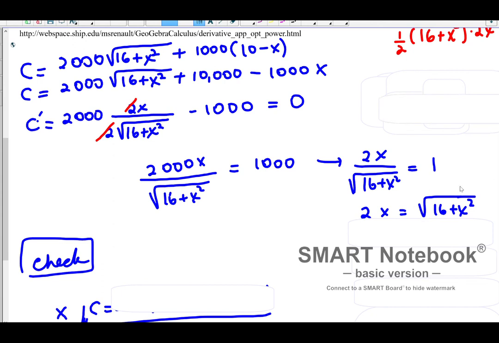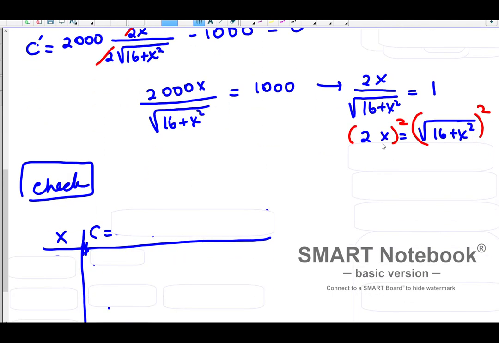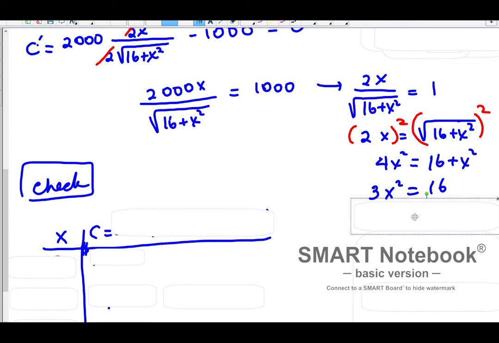And to get rid of the square root, I'm going to square both sides. So (2x) squared is 4x squared. And on the right-hand side, you lose the radical, so it'll be 16 plus x squared. And finally, to solve for x, let me gather the x's on the same side: 4x squared minus x squared on one side, 16 on the other side. So if 3x squared is 16, divide by 3, right? x squared equals 16 over 3.